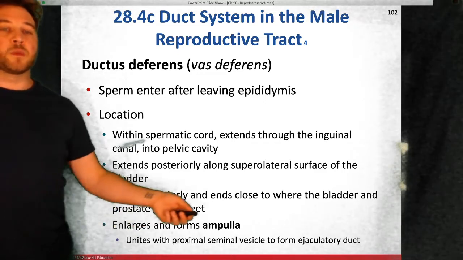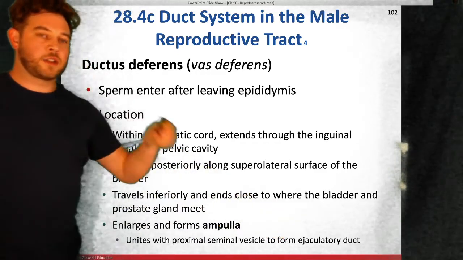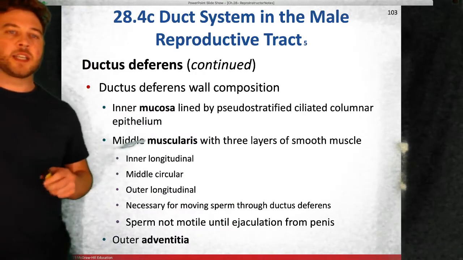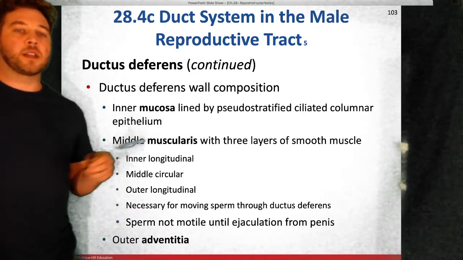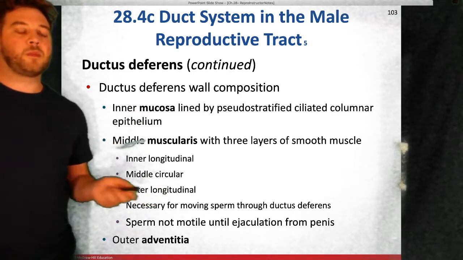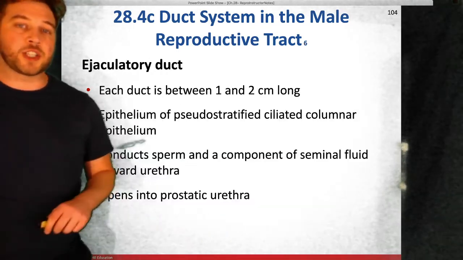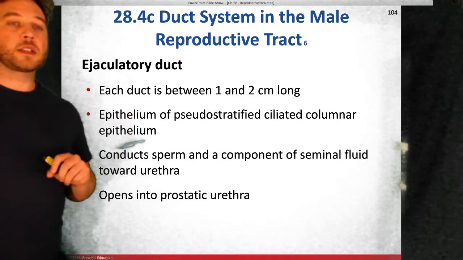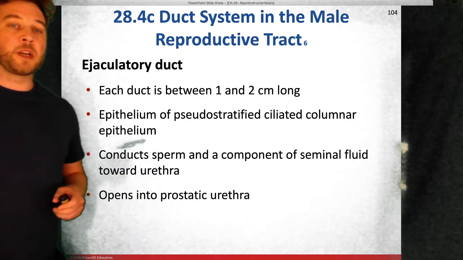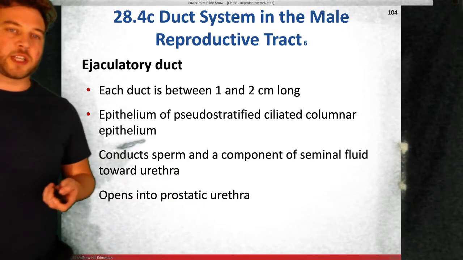It enlarges and forms the ampulla, and unites with the seminal vesicles to form the ejaculatory duct that inserts into the prostate gland. Again, if you remember from lab, we went over a lot of this. There's an inner mucosa and a muscularis layer, necessary for moving sperm. Remember, sperm are not motile until ejaculation, so it's important to have that smooth muscle to provide contractions and movement. The ejaculatory duct is between 1 and 2 centimeters long. It conducts sperm and a component of seminal fluid towards the urethra, and it opens into the prostatic urethra. That's where it inserts.